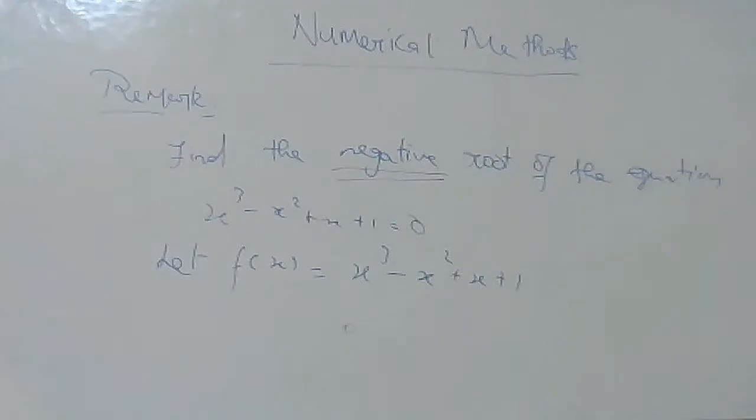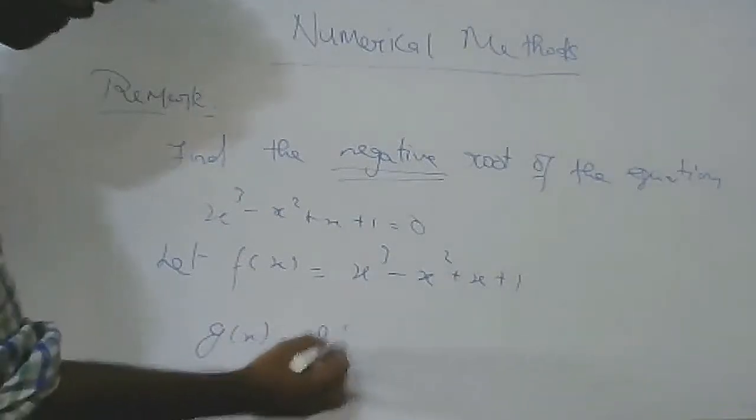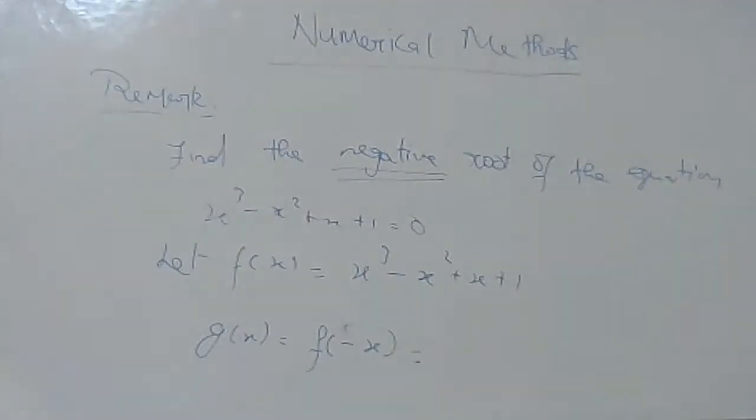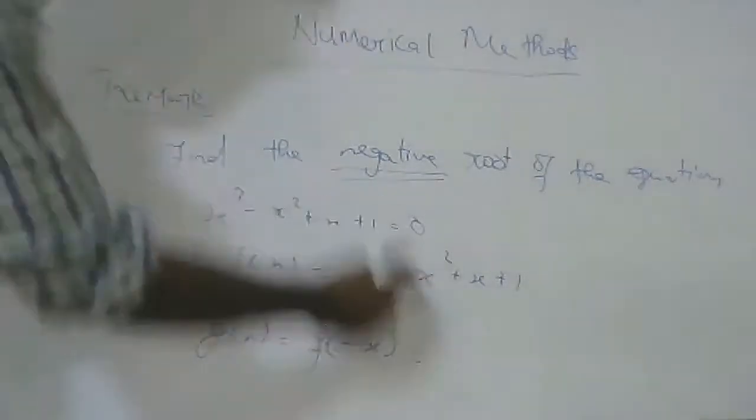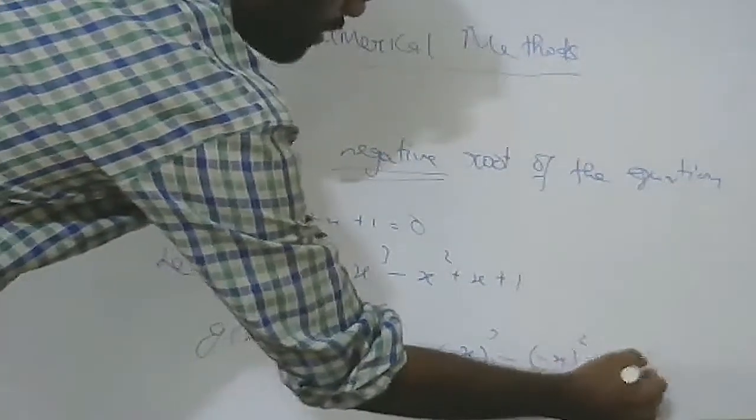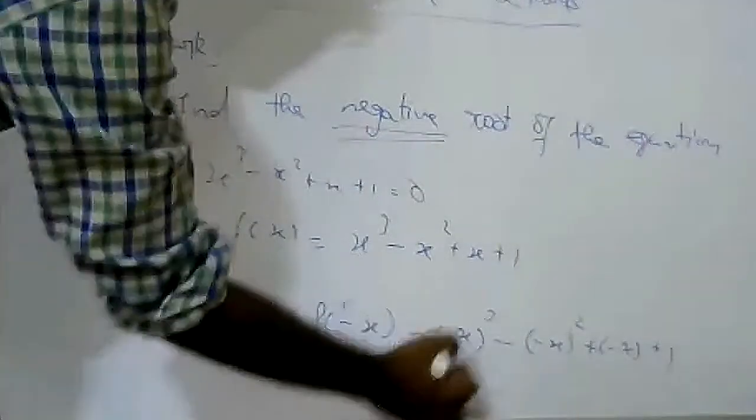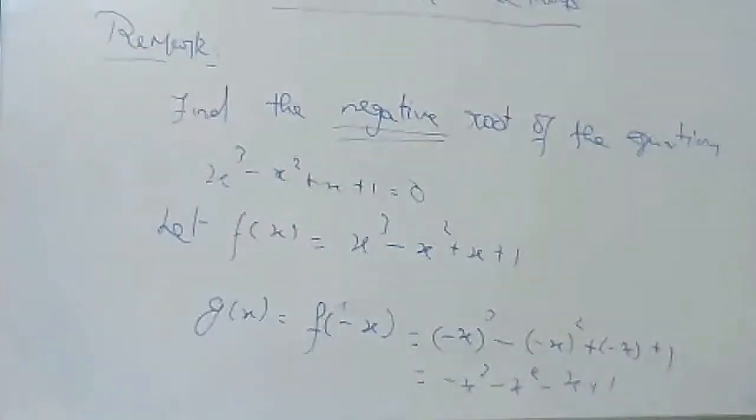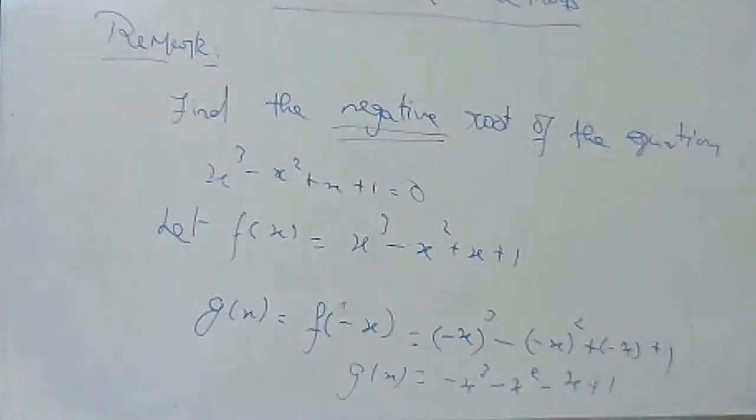Okay. Next, what you should do is, g of x equal to f of minus x. That is, wherever x is present you have to put minus x. f of minus x you have to find. Instead of x you have to use minus x. So minus x the whole cube, minus of minus x the whole square, plus minus x plus 1. So it equals minus x cube minus x square minus x plus 1. This is my g of x, nothing but f of minus x.